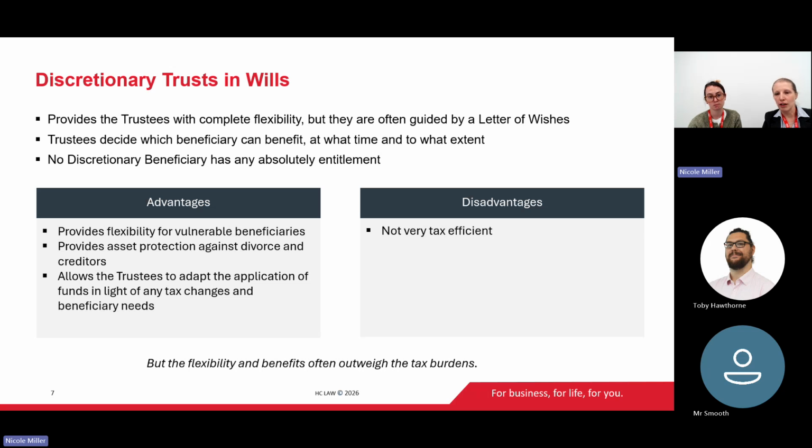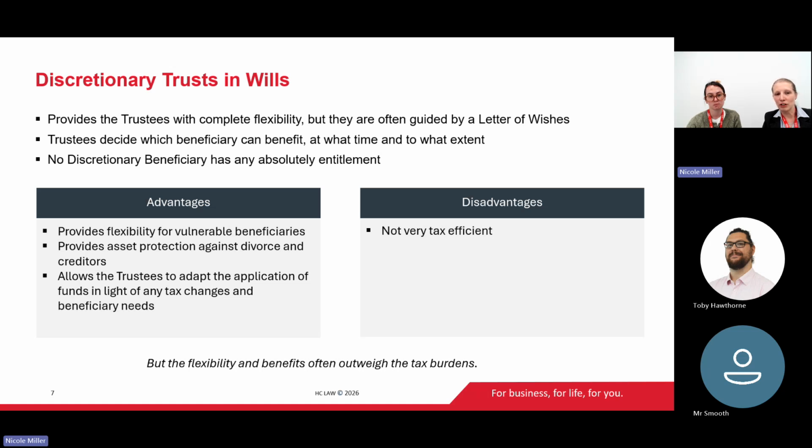The trustees can look, and if someone's about to be made bankrupt, for example, then they wouldn't think to be appointing funds out to them. If they're about to get divorced, again, they wouldn't be looking to appoint any funds out to them at that point. But once those risks have passed, then funds could start being applied for their benefit. So complete flexibility, but also asset protection if that's needed as well. And as I say, the trustees can adapt the application of funds depending on what all the circumstances are. So yes, beneficiary needs are something they can take into account, but also the tax changes that might occur over the coming years between now and when they pass away.